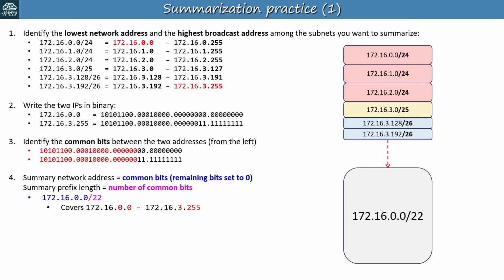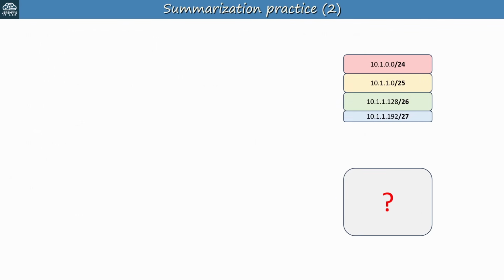Up to now, these have been what I call perfect summaries. The summary covers exactly the address range we want. For example, we wanted to summarize 172.16.0.0 through 172.16.3.255, and 172.16.0.0/22 matches that range perfectly. Same idea in the earlier 192.168.1.0/24 example. But in real networks, it doesn't always line up so cleanly. So next, let's look at a few imperfect cases.